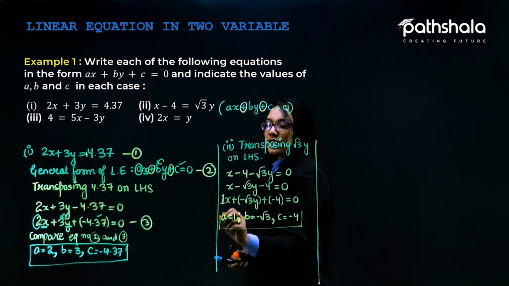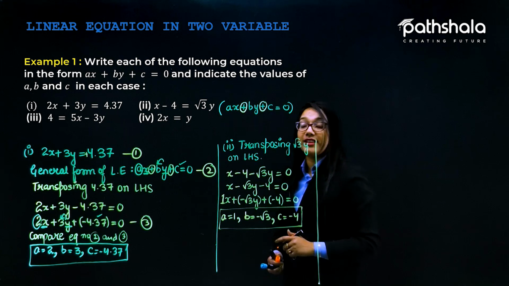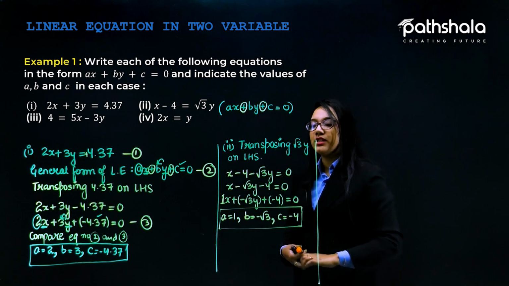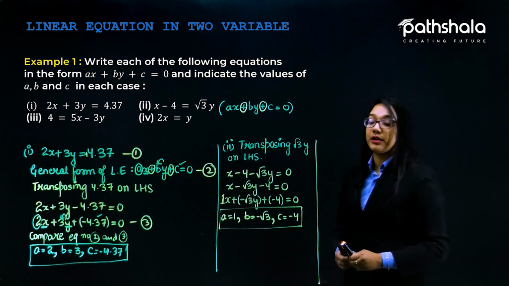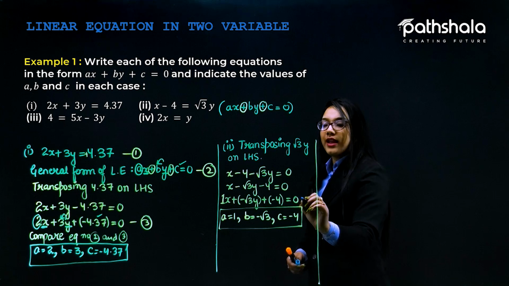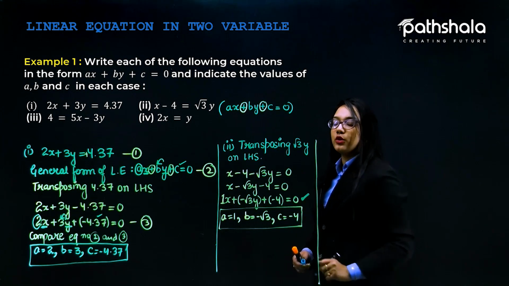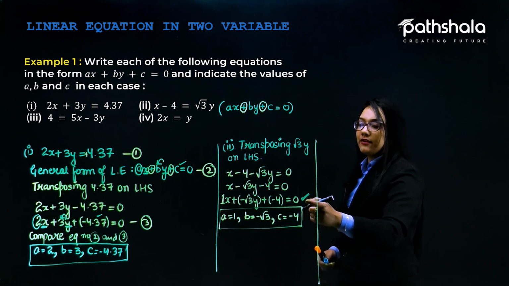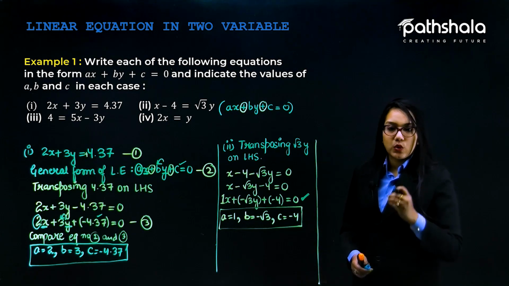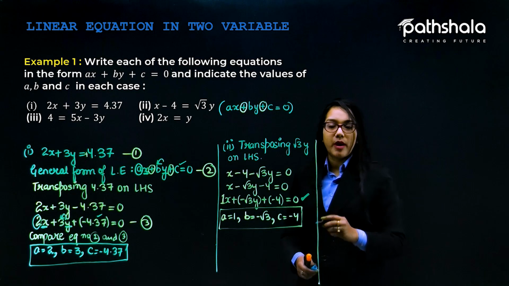So these are the values a, b and c which is related with the part 2. So a is 1, b is minus root 3, c is nothing but minus of 4. So we have expressed this equation into the formation of ax plus by plus c is equal to 0, and we have also indicated the value of a, b and c in this particular part. So let's just move on further towards the third part.